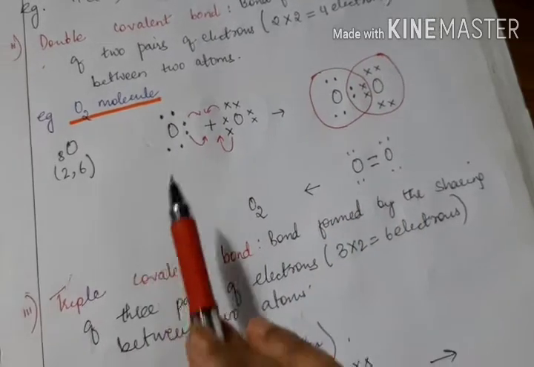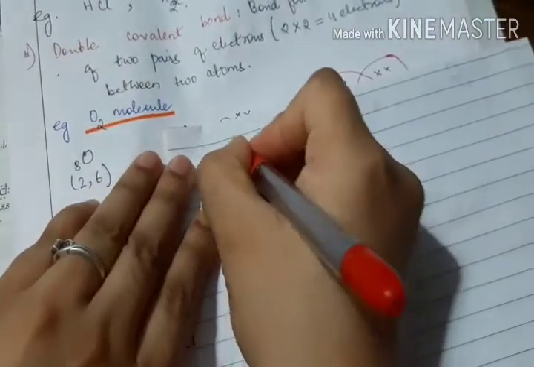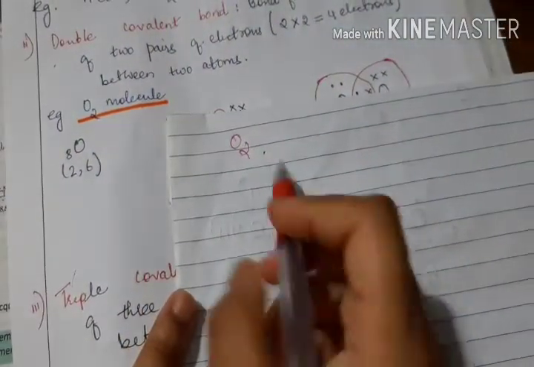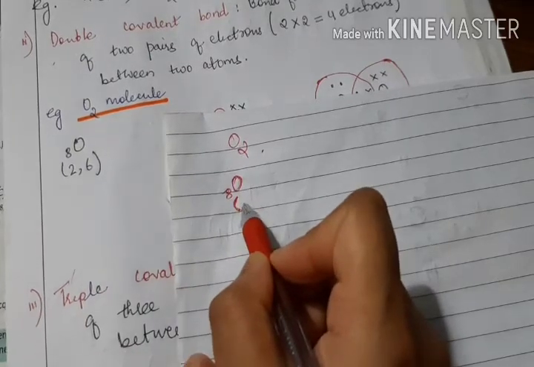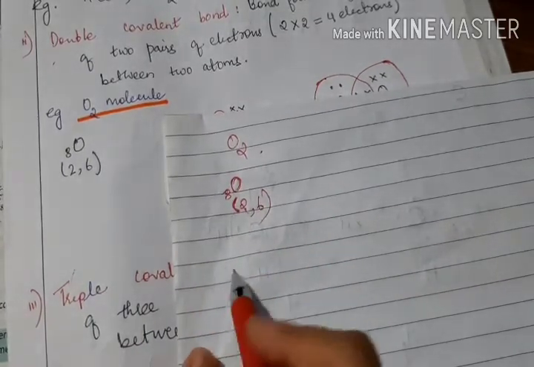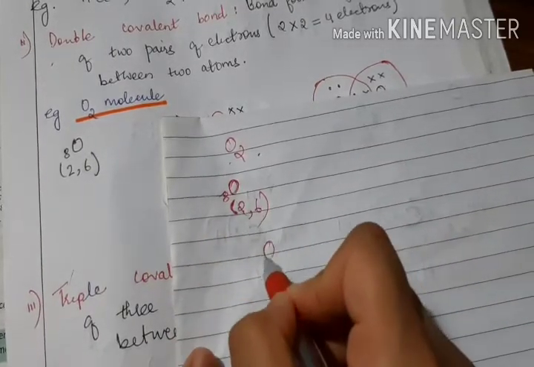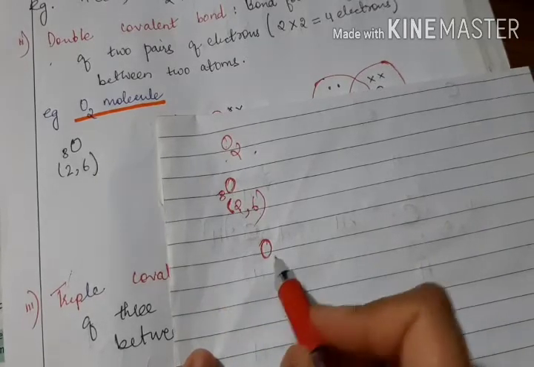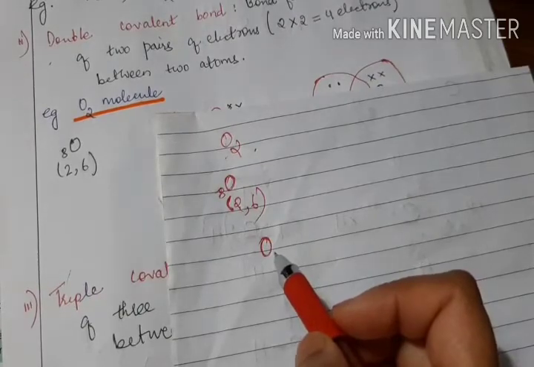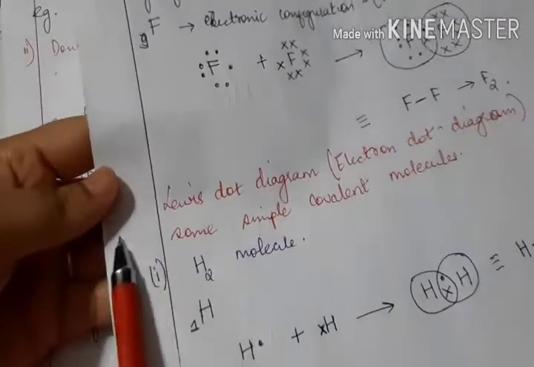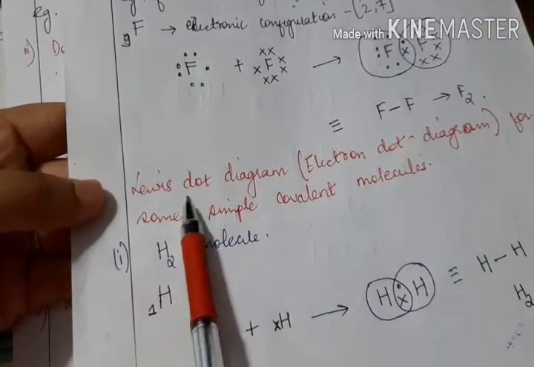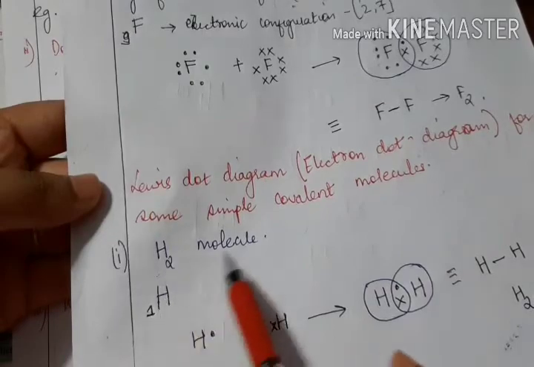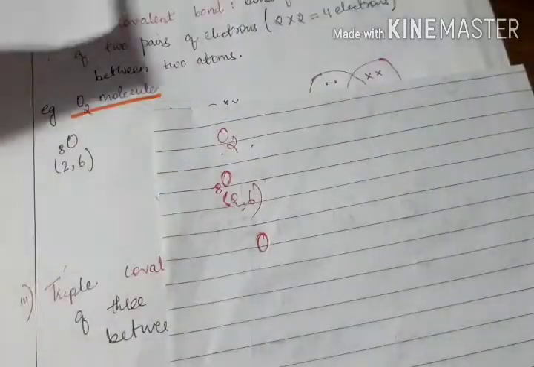Here, the example is the oxygen molecule. I'll just draw it out here. Oxygen, you know that, it is O2. What is the atomic number? 8. What is the electronic configuration? 2, 6. So oxygen is made up of two oxygen atoms. Let's draw the electron dot structure. Now I need to tell you one thing. Electron dot structure is also called Lewis structure. Lewis dot diagram, Lewis structure, electron dot diagram, same thing. So if you are asked to draw the Lewis diagram for the formation of the H2 molecule, it means the electron dot diagram. This is another name.